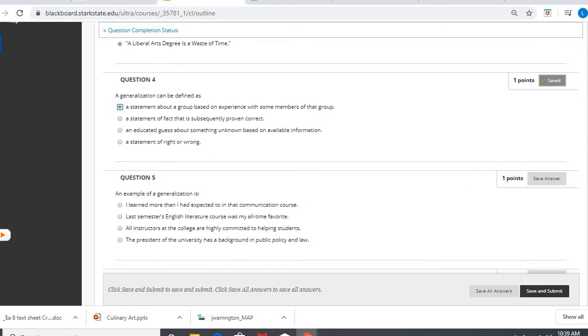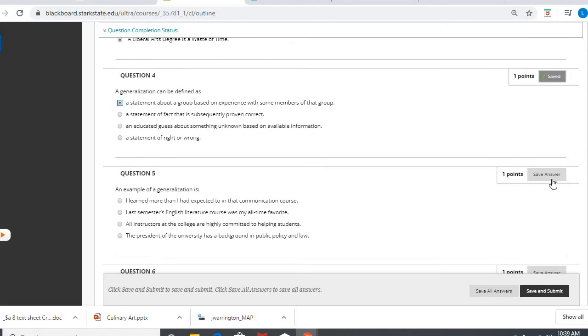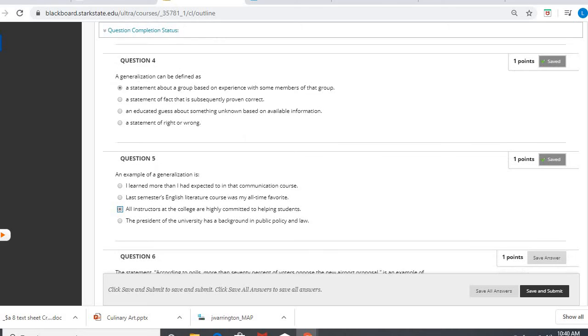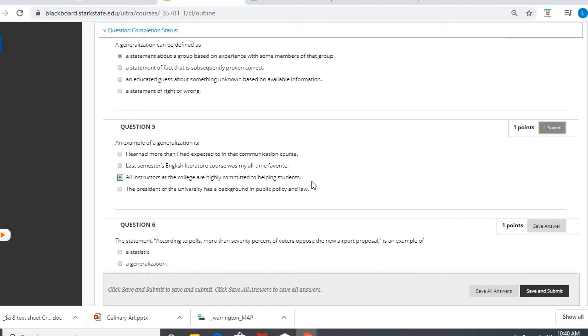To expand on that, an example of a generalization is, if you look at these options, there's one of them that tries to group a whole bunch of people into one category. A key to generalizing is looking for words like all, every, none, those kind of words. I think we talked about absolutes before we went to online learning, and that's an example of an absolute. All instructors at the college are highly committed to helping students. Well, that may be someone's experience based on one instructor, and that's certainly a positive thing, but without having interacted with every single instructor, that's still a generalization.